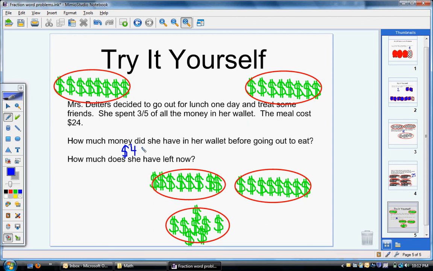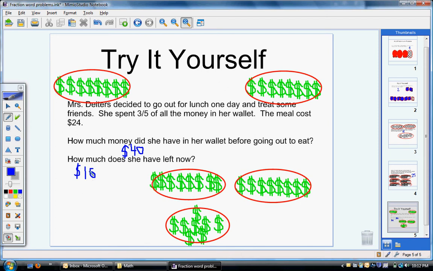Now my next question is a different question. It's asking how much does she have left now. That would be the money she hasn't spent yet. So that would be 8 plus 8, which would mean she has $16 left in her wallet. Notice how we have different answers because the questions ask us for 2 separate things.